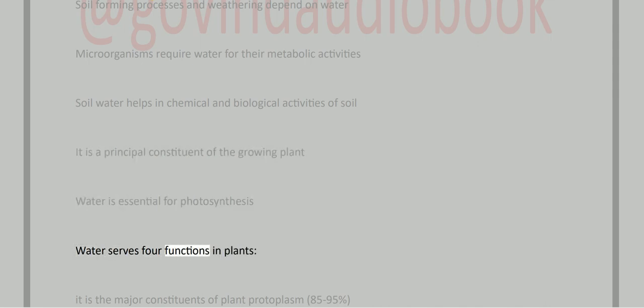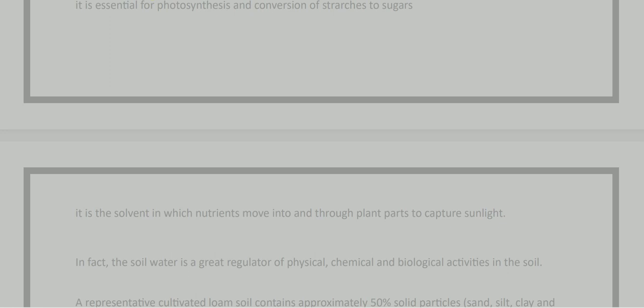Water serves four functions in plants. It is the major constituent of plant protoplasm, 85 to 95%. It is essential for photosynthesis and conversion of starches to sugars. It is the solvent in which nutrients move into and through plant parts to capture sunlight. In fact, the soil water is a great regulator of physical, chemical and biological activities in the soil.